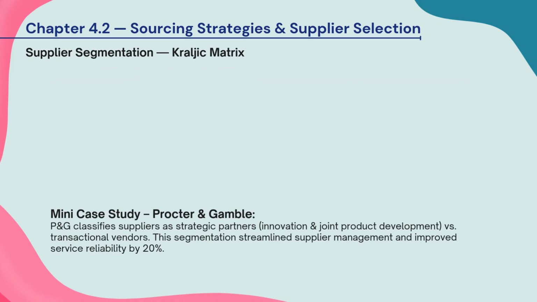This slide explains supplier segmentation using the Kraljic matrix, which classifies items based on profit impact and supply risk. Strategies range from automating non-critical items to building partnerships for strategic suppliers. For example, Procter & Gamble distinguishes strategic partners from transactional vendors, enabling joint innovation and improving service reliability by 20%.